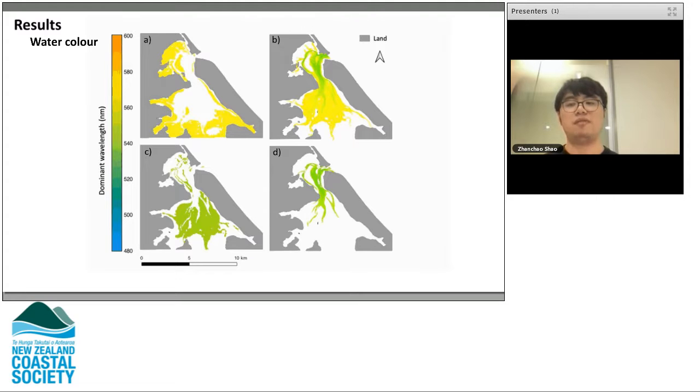So if we compare figure B and figure C, we can see the dominant wavelengths after we remove the water bottom reflectance are significantly lower than before. The color of the water in the shallow water is greener, and the decrease of dominant wavelengths is about 20 nanometers. Figure D shows the water color of the deep water, because we do not have to remove the water bottom reflectance for them. So figure B and figure D have the same values for the dominant wavelengths.